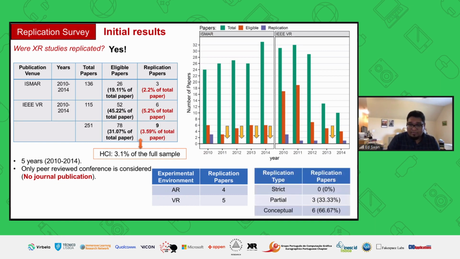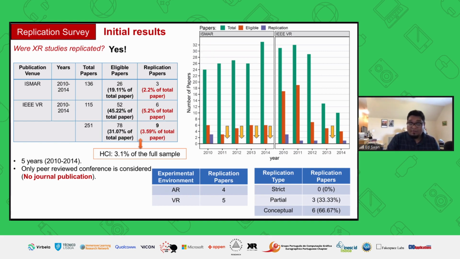The next thing is based on the replication type. The replication types are strict, partial, and conceptual. We're considering the Hendrick replication types here. Unfortunately, we do not see any strict replication, that is 0. The number of partial replications is 3, and the highest number is in conceptual replication, which is 6.